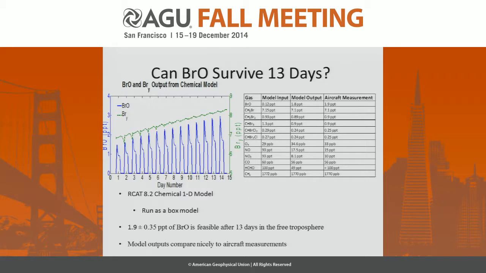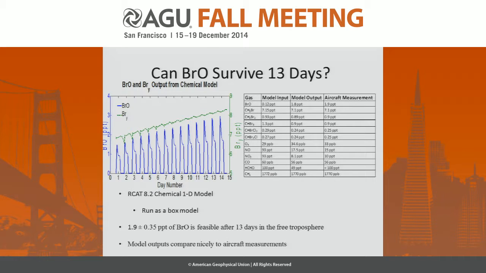Now, we also ran a feasibility test to determine if this amount of BrO could persist for 13 days in the free troposphere. We did this by running an RCAD 8.2 chemical 1D model, but I want to stress that we ran this as a box model by setting vertical exchange coefficients to just about 0. And we noted that after 13 days in the free troposphere in this model, 1.9 ppt is in fact a feasible early afternoon value that we could observe.